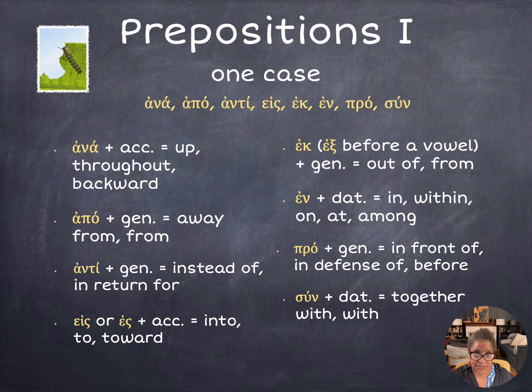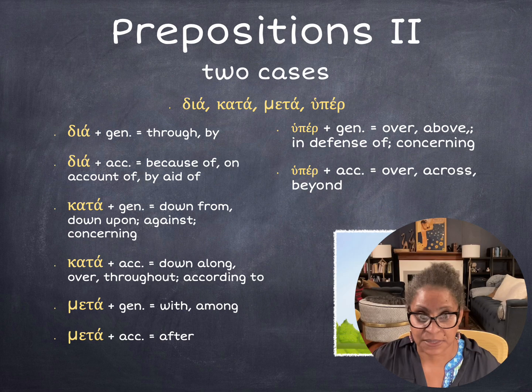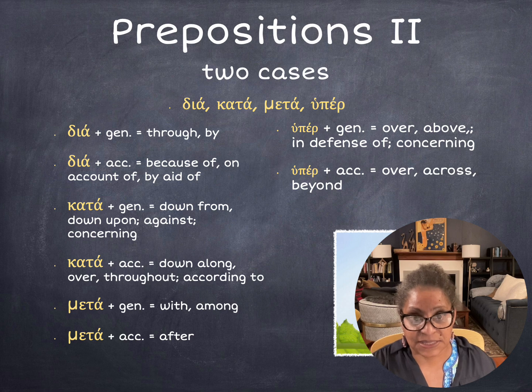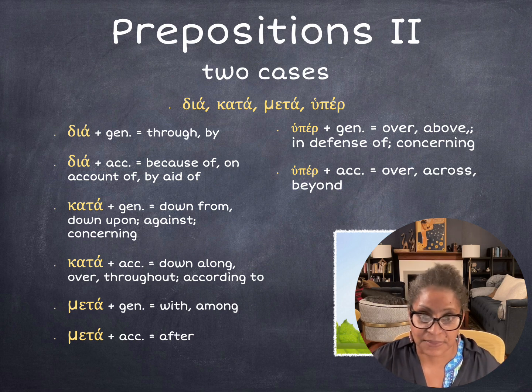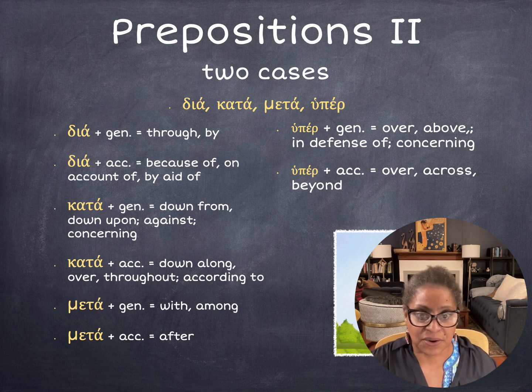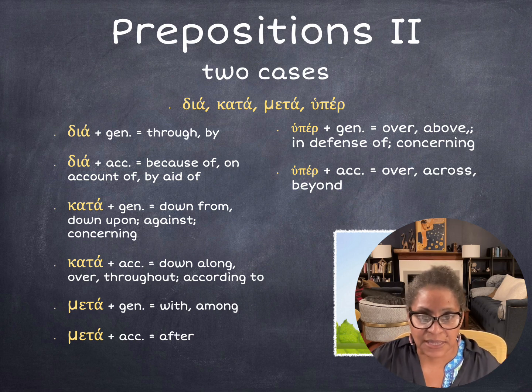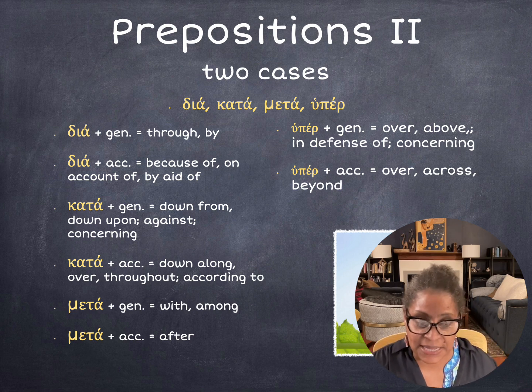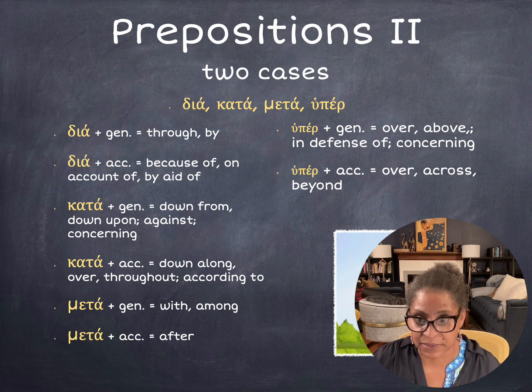Okay, so once again, the prepositions in the first category, prepositions number 1, take one case, and these are ana, apo, anti, eis, ek, en, pro, and sun. All right, let's move on to prepositions number 2. These ones take 2 cases. Try to make this very easy, and there are only 4 that do this. And that's dia, kata, meta, and hyper.